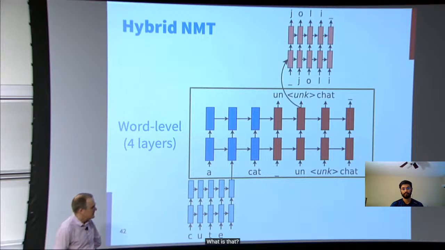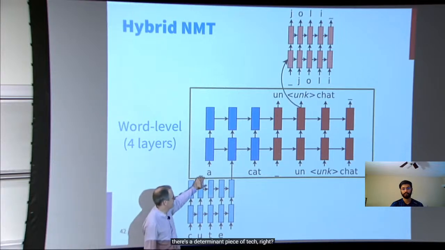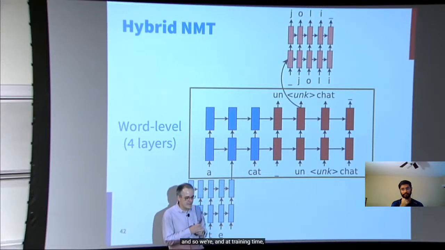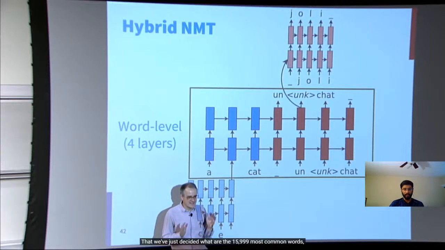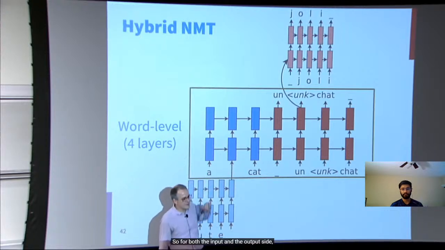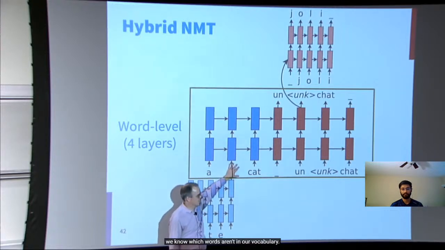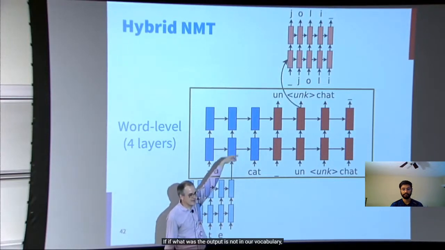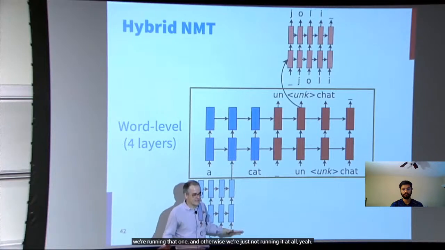So at training time, there's a determinate piece of text, right? You know the source and you know the target. And so at training time, we've already decided our vocabulary, right? We've just decided what are the 15,999 most common words, those and unk are our vocabulary. So for both the input and the output side, we know which words aren't in our vocabulary. And so if it's not in our vocabulary, we're running this one. If what was the output is not in our vocabulary, we're running that one. And otherwise, we're just not running it at all.